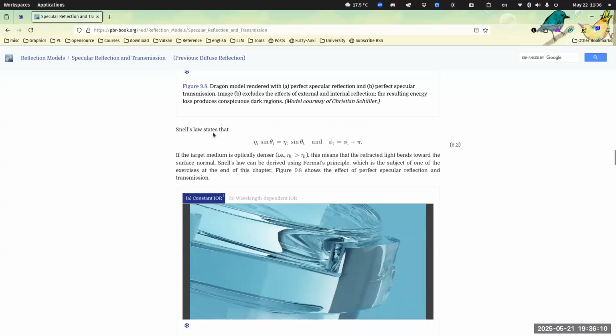If the target medium is optically denser, that means the refracted light bends towards the surface normal. And Snell's law can be derived using Fermat's principle.